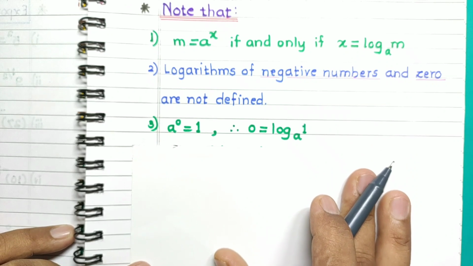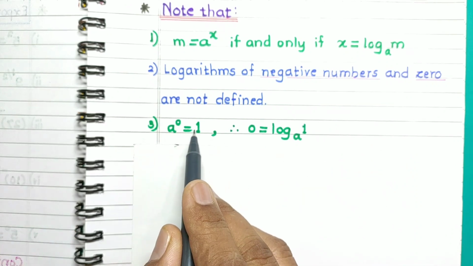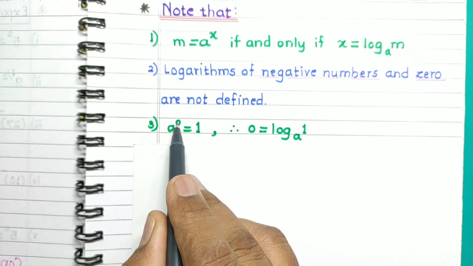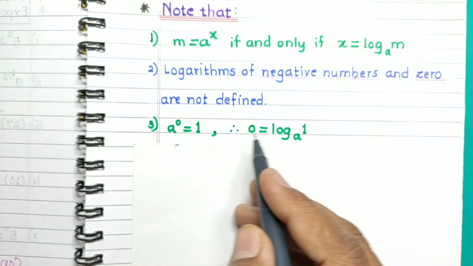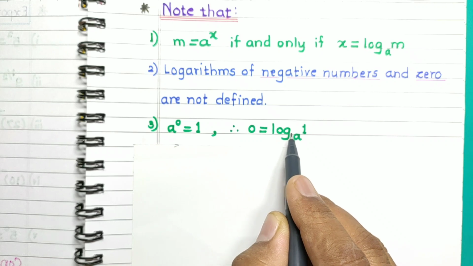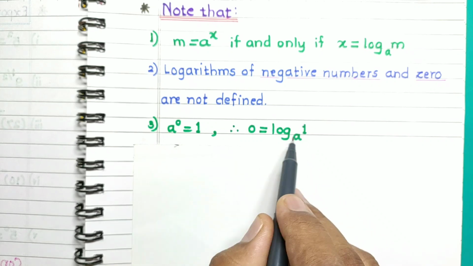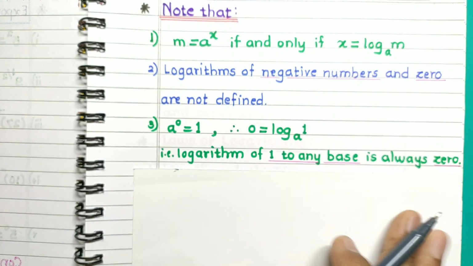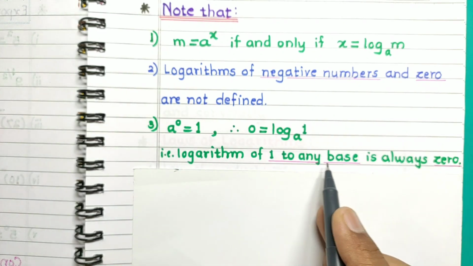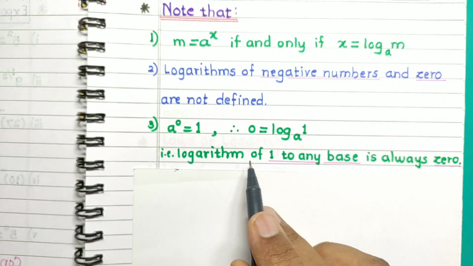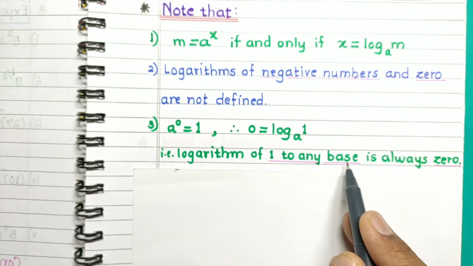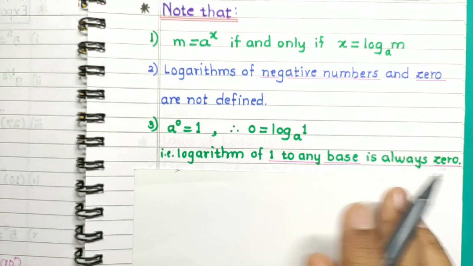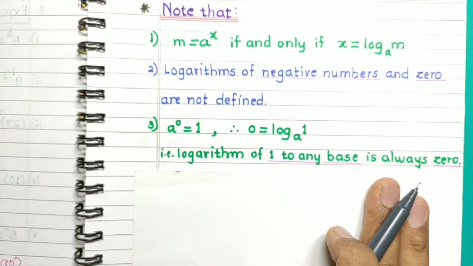Then the third one is: a raised to 0 is 1. That means any number raised to the power 0 gives 1. And therefore log of 1 to the base a is 0. That means logarithm of 1 to any base is always 0. Note this, this is again one important thing.